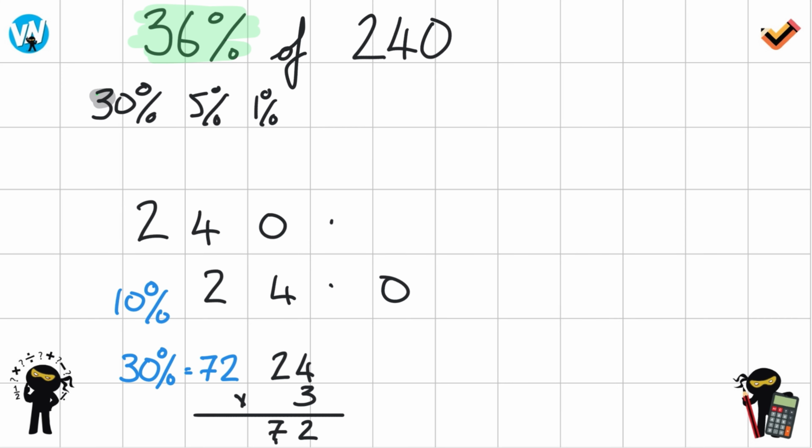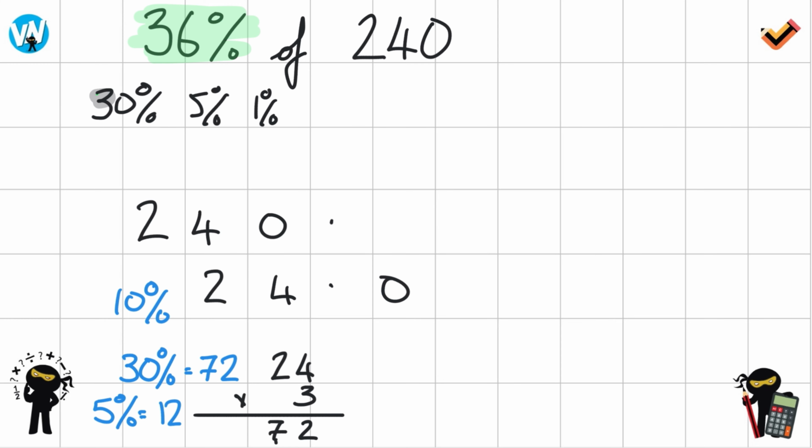So now I need to find 5%. So if I know that 10% is 24, then if I half that, that'll give me 5%. So I know half of 24 is 12. So again, I'm going to make a little note that 5% is equal to 12. Brilliant. Now I just need to find 1%.